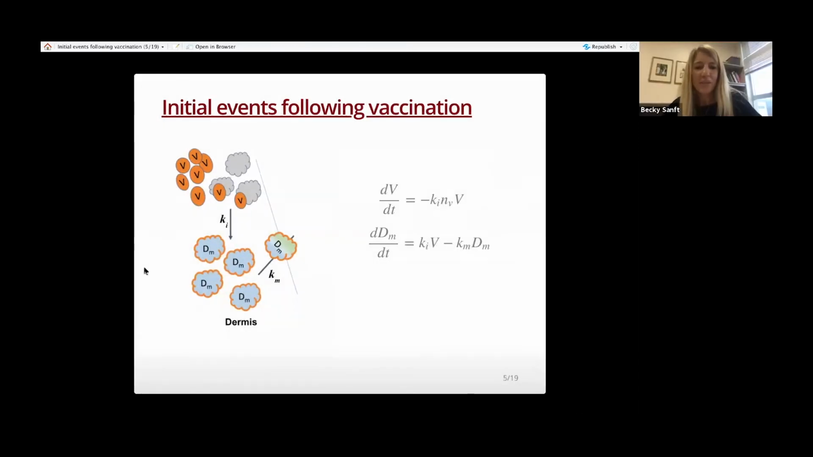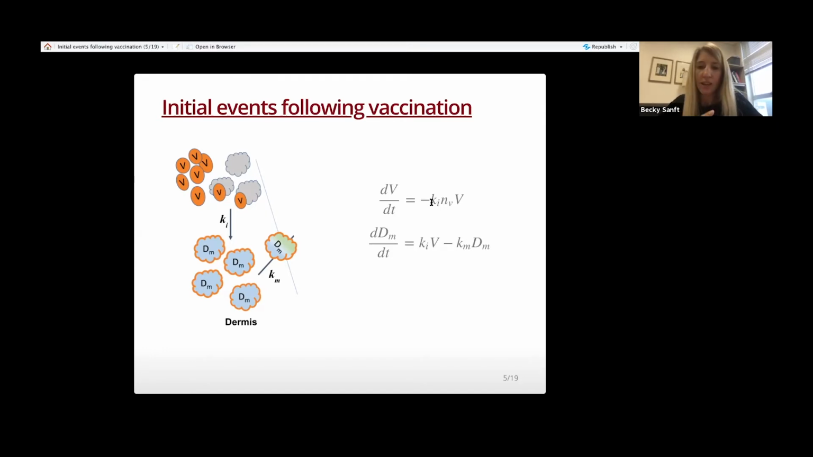Yeah. So we've thought about what the curves might look like. So how would we represent these things mathematically? We have the vaccine cells that are being taken up by these dendritic cells. And so we have this NV, the number of vaccine cells required to induce the maturation of one dendritic cell.